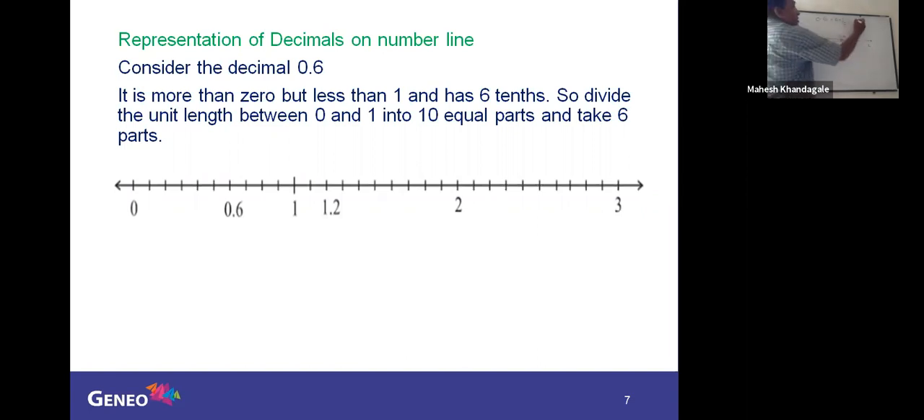Similarly, if you now want 1.5, what will we see? 1.5 is greater than 1. It is greater than 1, and how many tenths? 5/10. So once again, we will divide this unit length into 10 equal parts, and from it we will take the fifth part. So 1, 2, 3, 4, 5. So from here to here, what is the total number? 1.5. Understood?